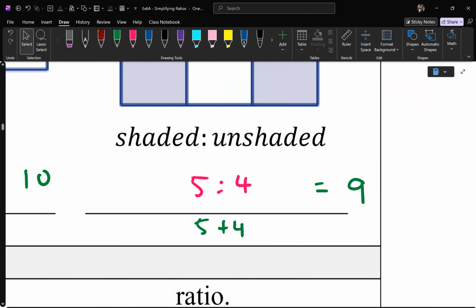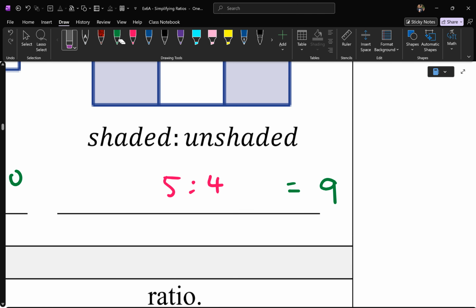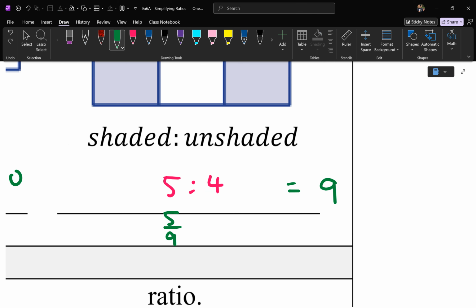Yeah? Same thing with this one. This would then mean for this block, 5 out of 9 is shaded and 4 out of 9 is unshaded. This is going to be important to understand for 6B. 6B relies on the fact that you use that proportion to then solve a problem.